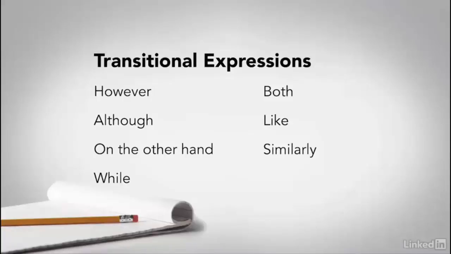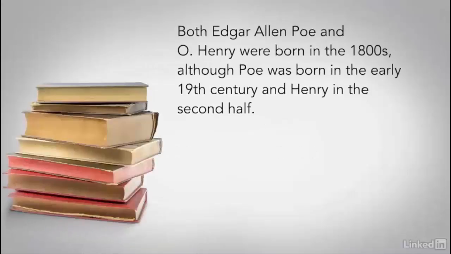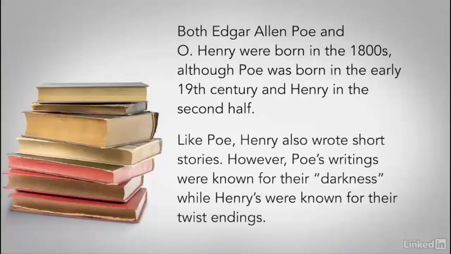Look at these couple examples that show how those transitional words are used for similarities and differences. Both Edgar Allan Poe and O. Henry were born in the 1800s, although Poe was born in the early 19th century and Henry in the second half. Like Poe, Henry also wrote short stories. However, Poe's writings were known for their darkness, while Henry's were known for their twist endings.